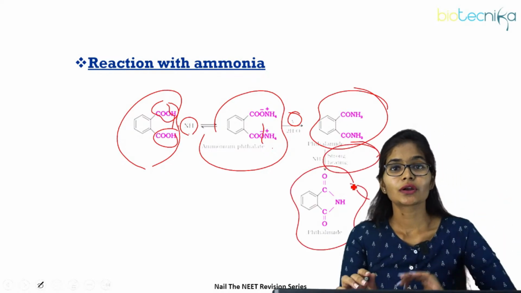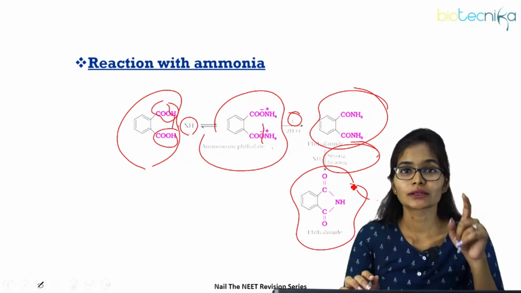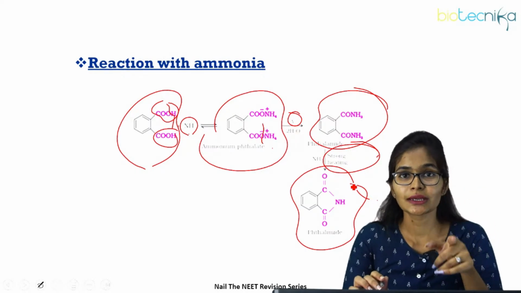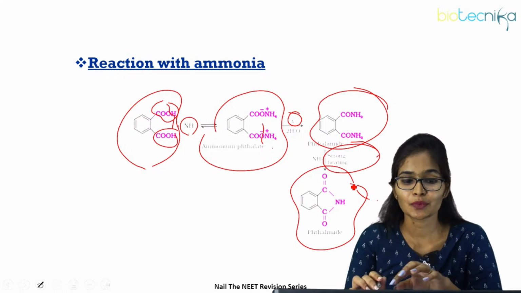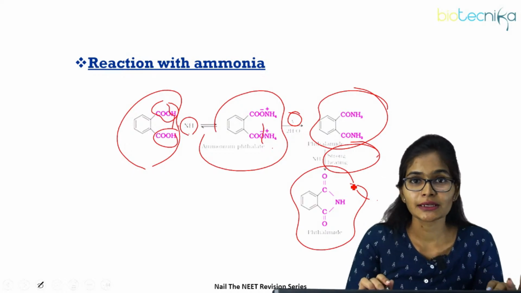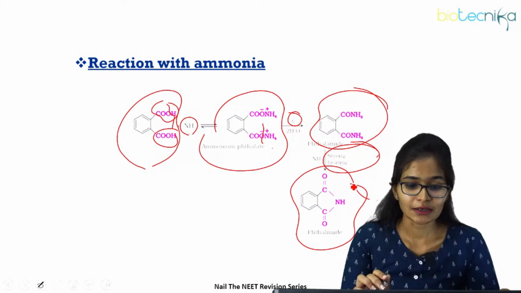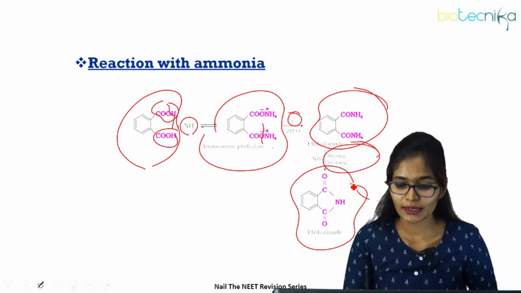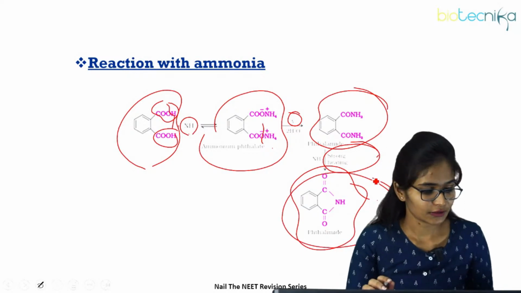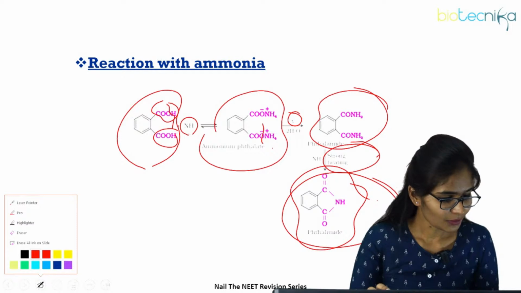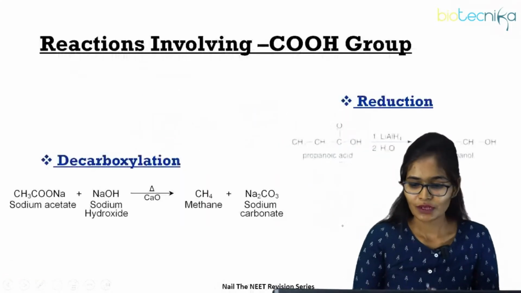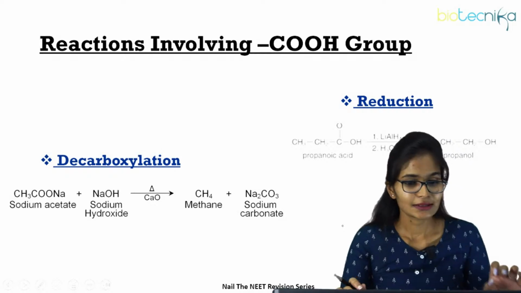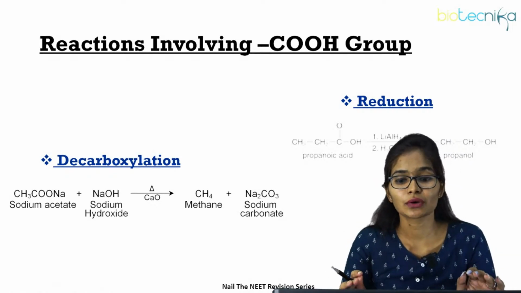So this is what happens when you treat the benzoic acid with ammonia. Whenever you treat the benzoic acid or the carboxylic acid with ammonia, you will get an amide as a product. And this example is mainly based on phthalic acid treatment with ammonia, and you will get phthalimide as a product. Okay, so there are so many reactions for the carboxylic acid, right? So now coming to the next reaction part, that is reactions involving the carboxylic group.